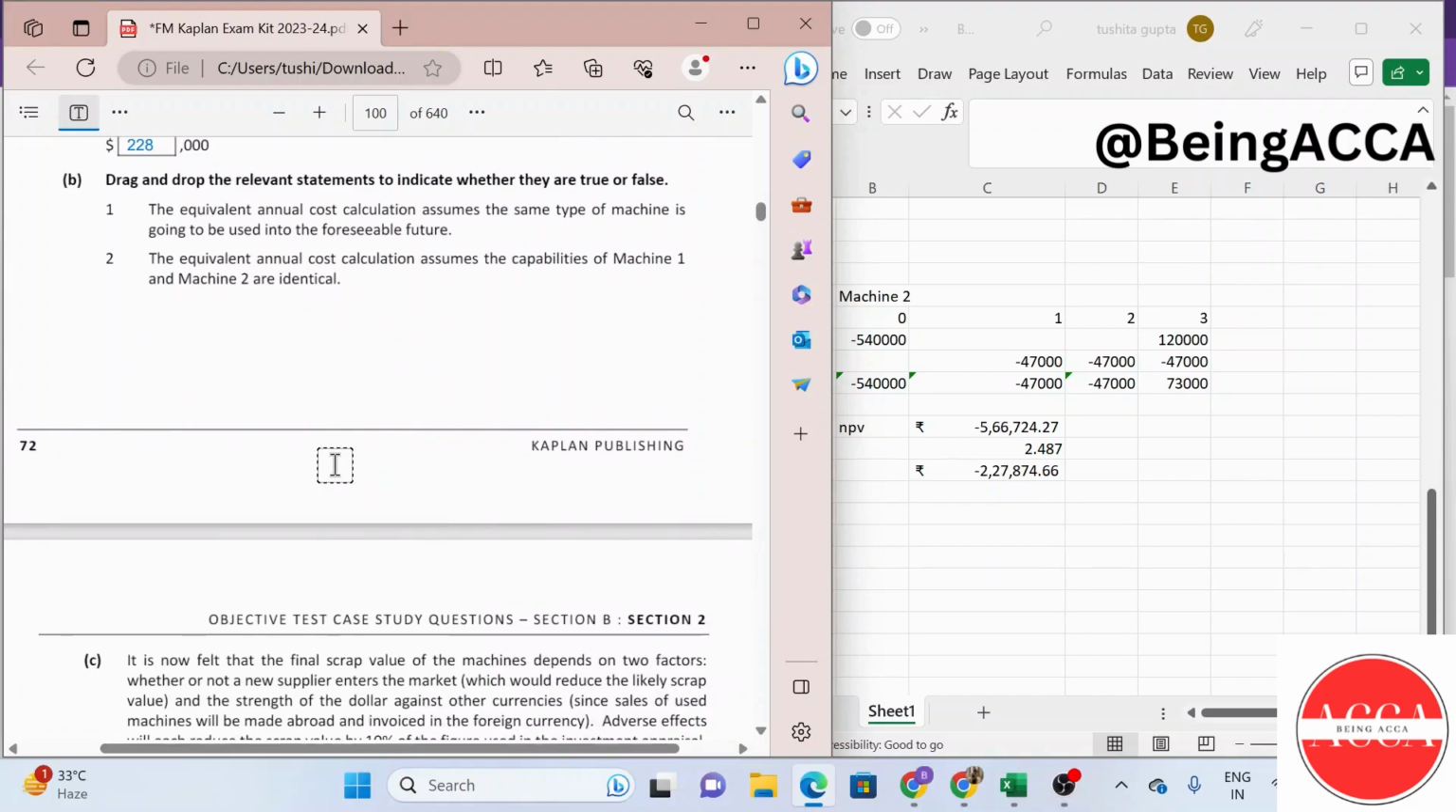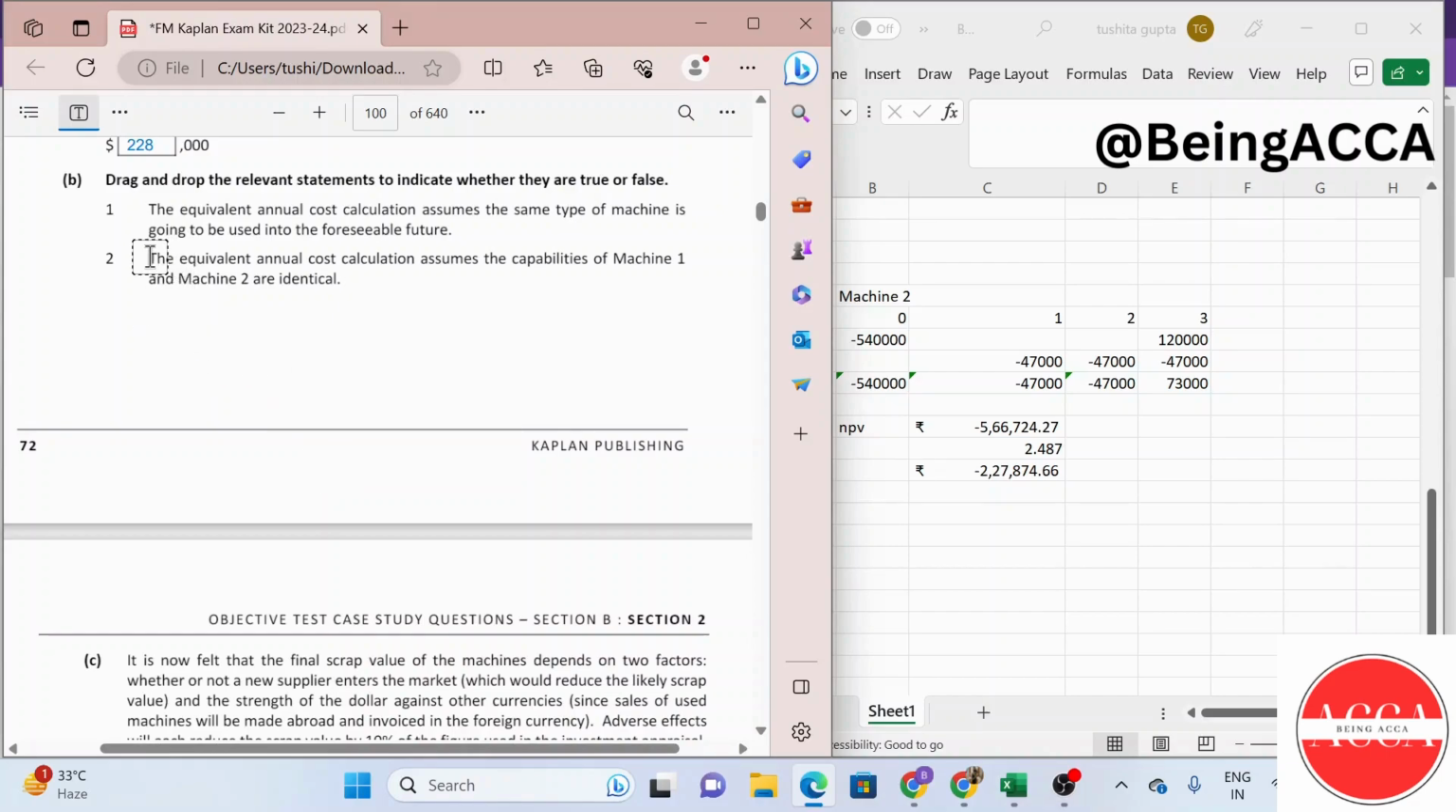The equivalent annual cost calculation assumes the same type of machine is going to be used for the foreseeable future. Now this is true because this method has one of the assumptions that whichever assets that we are evaluating will be replaced in perpetuity, or at least in the foreseeable future.